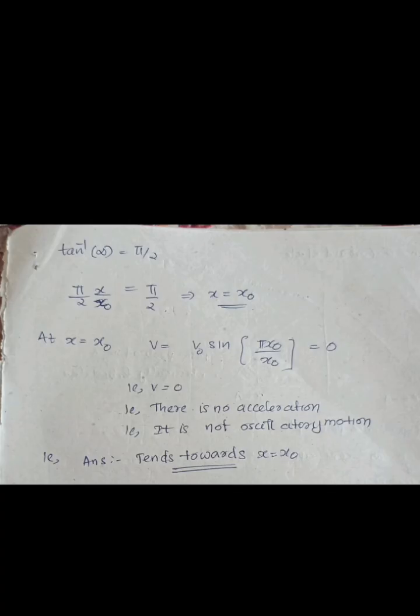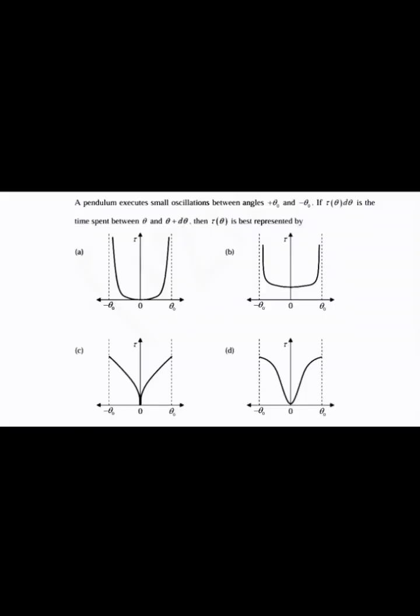So there is no acceleration here. That is, here there is no oscillatory motion. So the first option is wrong. And option D is also wrong because it says that it executes oscillatory motion. So it is wrong. From here, we understood that for t tends to infinity, that is for a long time, the value of x is x0. So the correct option is that it tends towards x is equal to x0. So option C is the right answer.